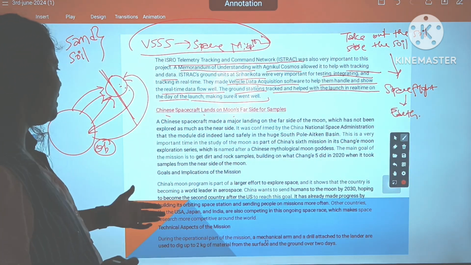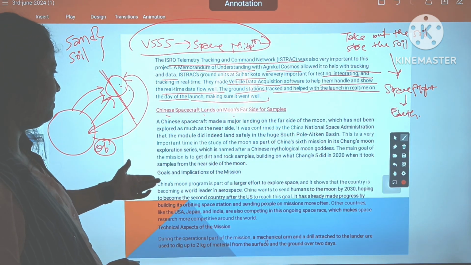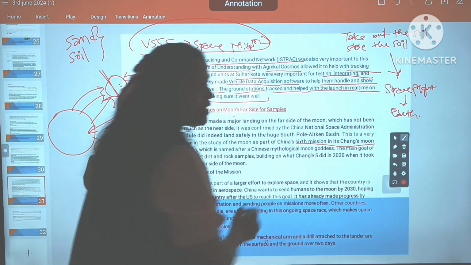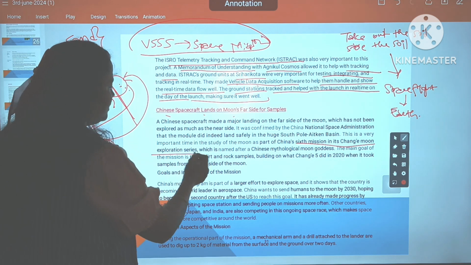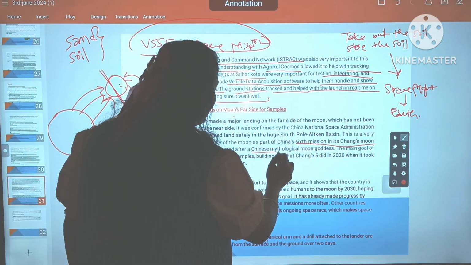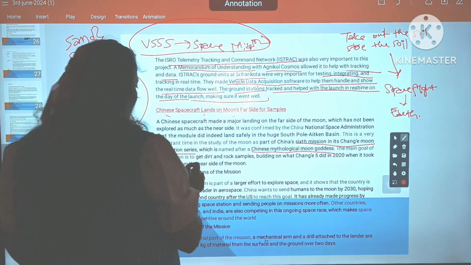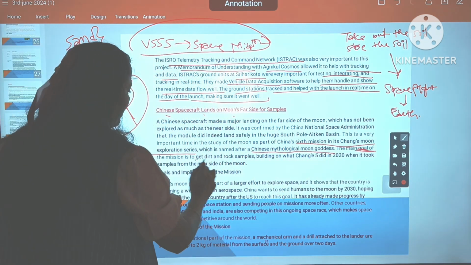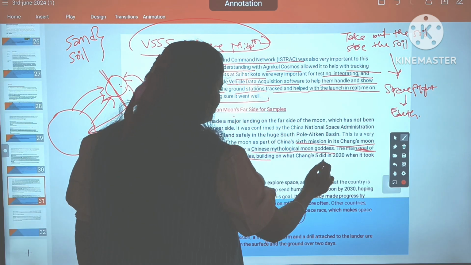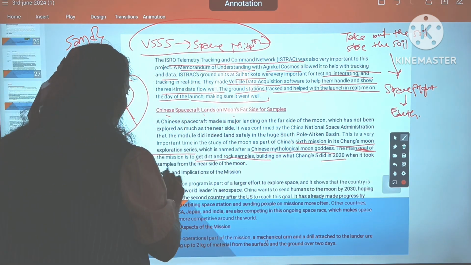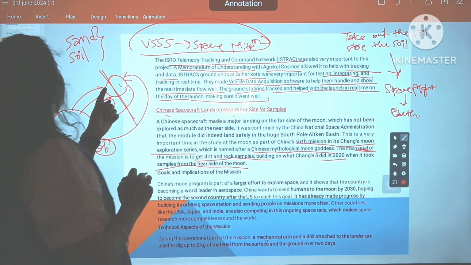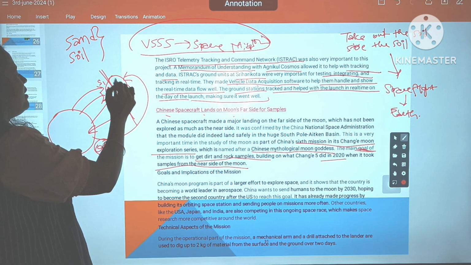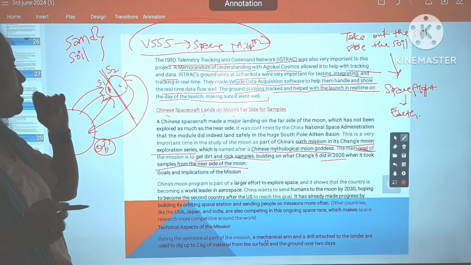So you can see here. This is the 6th mission in the Chang'e series, Chang'e 5, Chang'e 3 missions are there. It is the 6th series, named after the Chinese mythological moon goddess. The main goal of the mission is to get dirt and rock samples, building on what Chang'e 5 did in 2020 when it took samples from the near side of the moon. Last time they took samples from this side of the moon, side 1. This time they are taking samples from side 2.